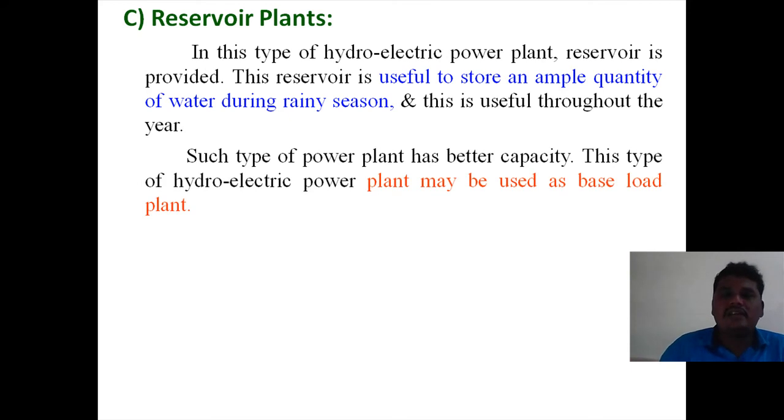Such a type of hydropower plant has better capacity. Reservoir plants have better capacity. This type of hydroelectric power plant may be used as a base load plant.